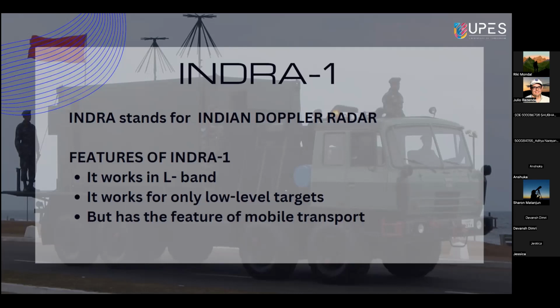So some features of the radar are it works on L band. It has a track while scan system. It can identify friend or foe, that is IFF. And it is very easily transportable, that is it has mobile transport. It also has a high scan rate for high speed target detection. So let's go to Indra 2.